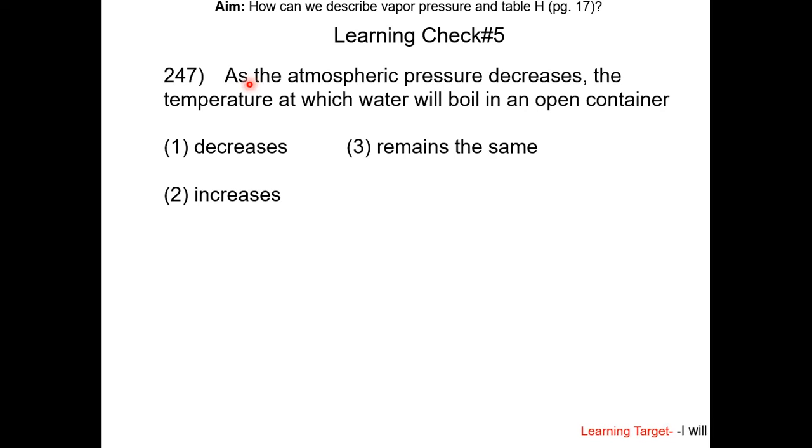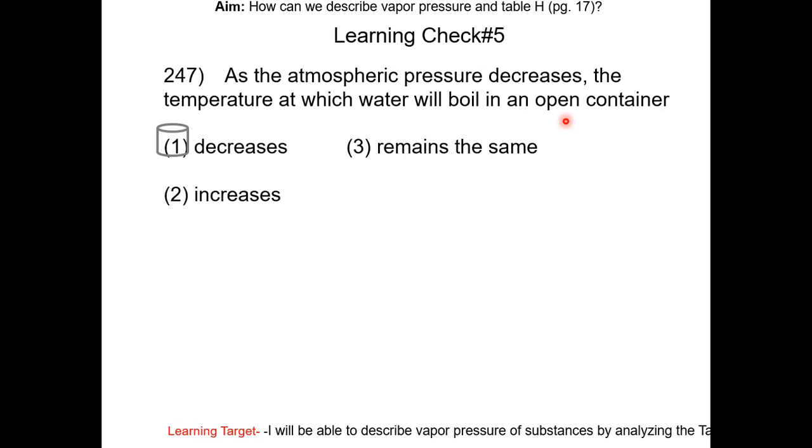Learning check number 5. As the atmospheric pressure decreases, the temperature at which water will boil in an open container does what? Pause the video and resume once completed. The answer is choice 1. You can check this using Table H.